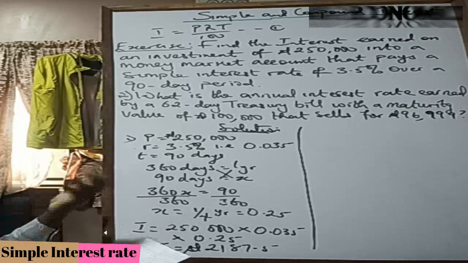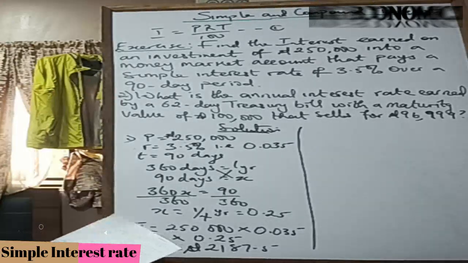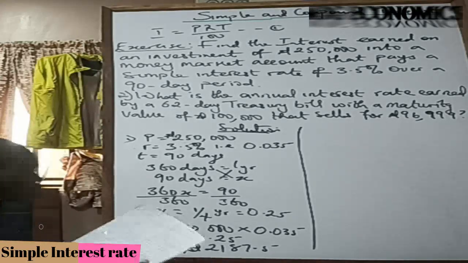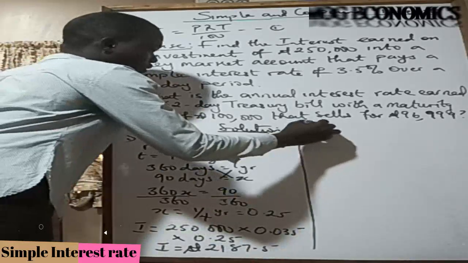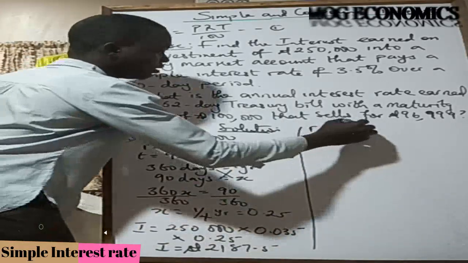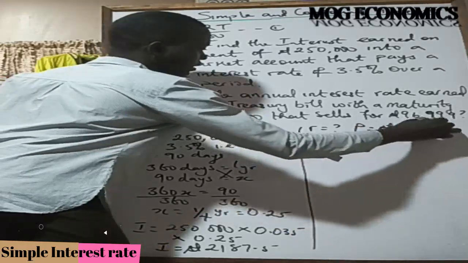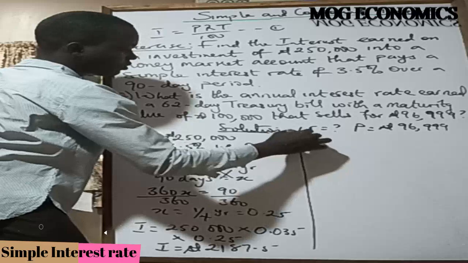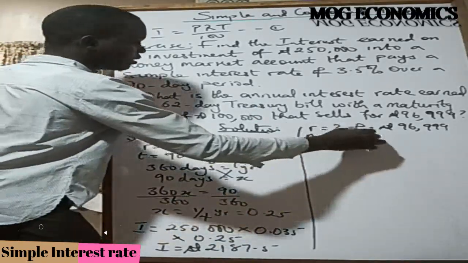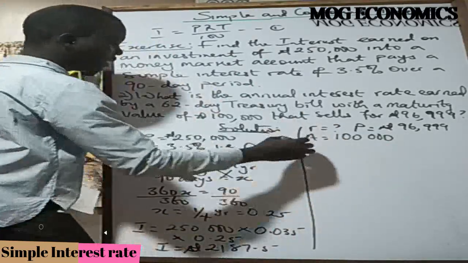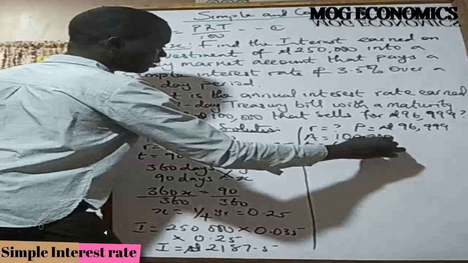So here we've been given the maturity value, the amount earned plus the interest, at 100,000, that sells for 96,999. So in this case, we are looking for R. We don't know R. We know P to be 96,999. We know A, the amount after the whole thing, to be 100,000. And then we're given the time as 62 days.